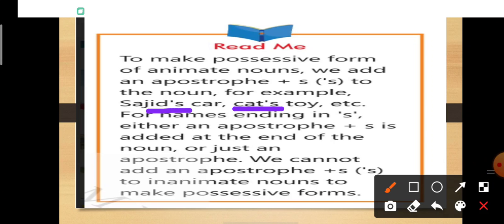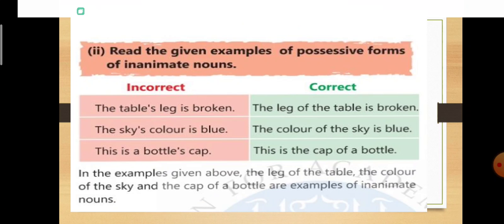We cannot add an apostrophe plus s to inanimate nouns to make possessive forms. और हम apostrophe नहीं ऐड कर सकते inanimate nouns के साथ. So only animate nouns के साथ हम apostrophe ऐड करेंगे. Living things, living animals, living persons के साथ. नॉन लिविंग थिंग्स के साथ एपोस्ट्रोफी कभी भी ऐड नहीं करनी. Okay, so you have to never add apostrophe s with inanimate nouns.